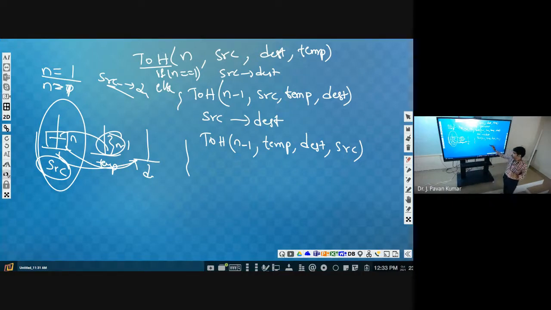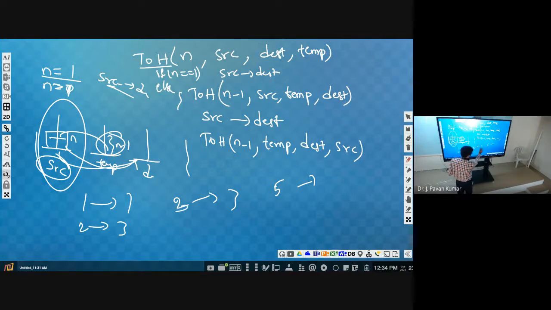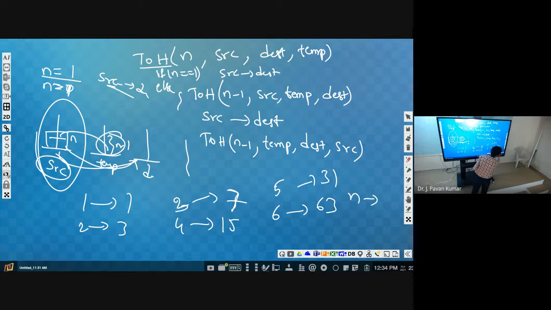Next, how many steps we will be getting? Suppose if you have 5, then how many steps? 2 means 3 steps. 1 means 1 step. 2 means 3 steps. Next 3 means how many steps? 7, 15, 31, 63. For n, 2 power n minus 1, correct? 2 power n minus 1, 2 power 5 minus 1.